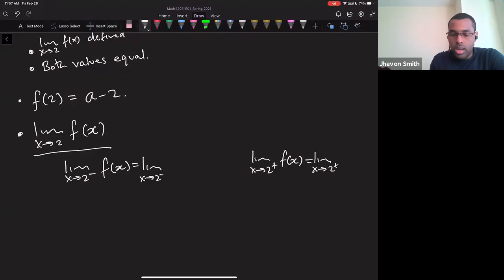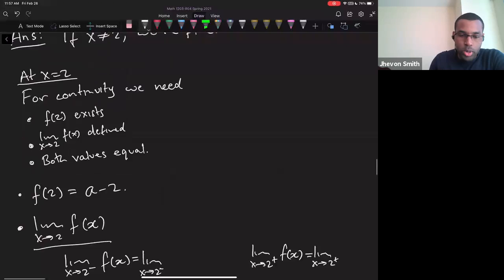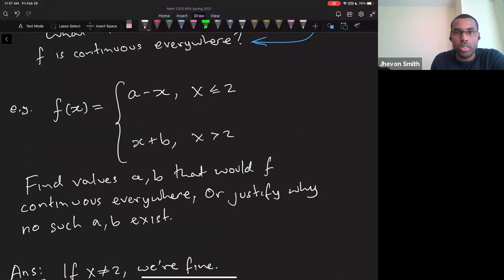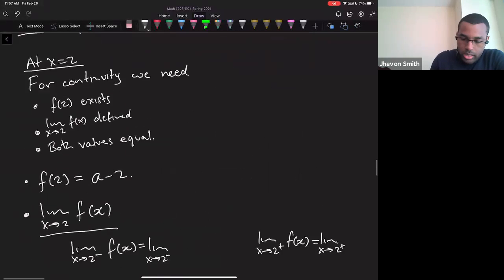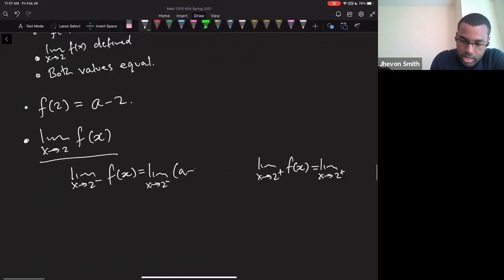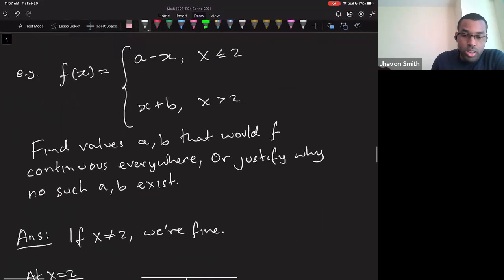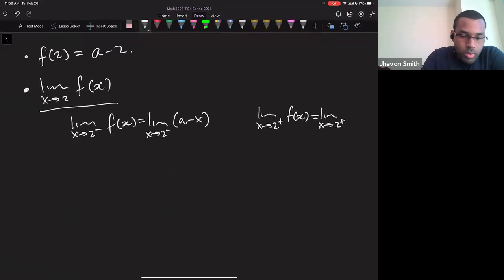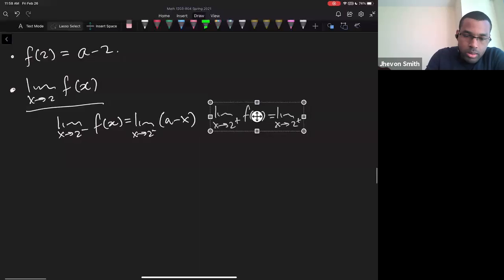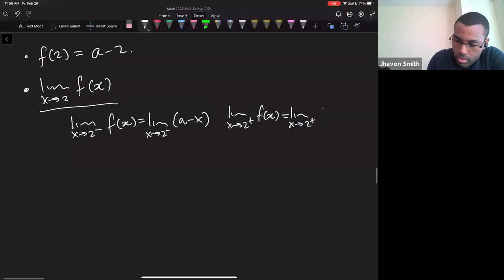Okay, and so as we approach from the left, which function are we looking at? What is the function we put here? A minus x. So you'd put a minus x in this position. And for the other position, you would put the other function, x plus b. So now this is going to be equal to a minus 2, and this part is going to be equal to b plus 2.